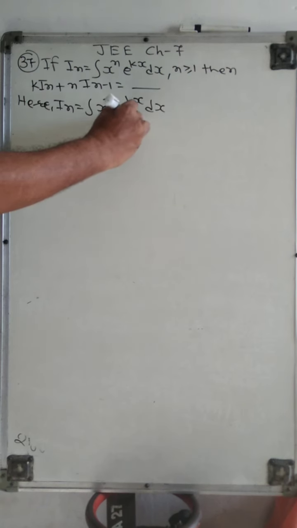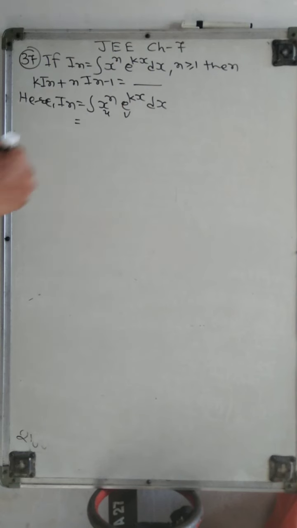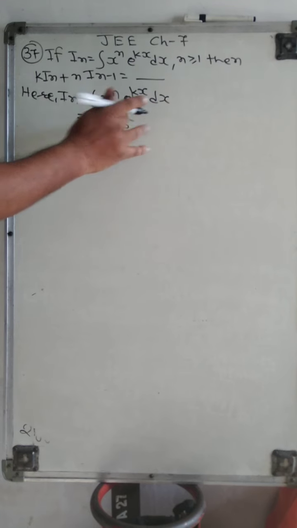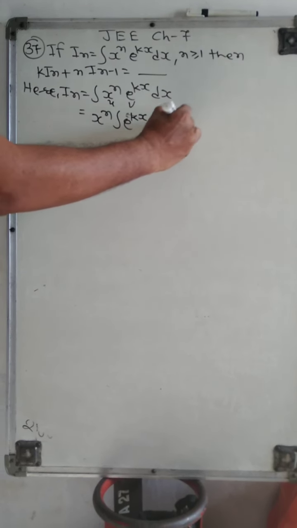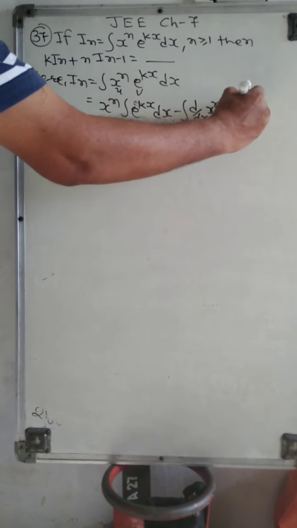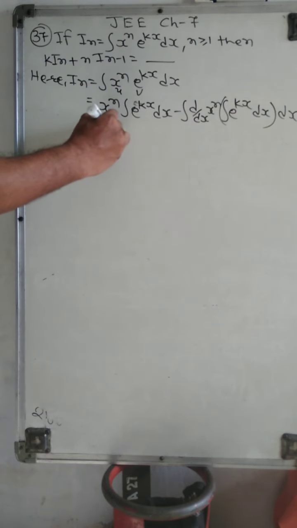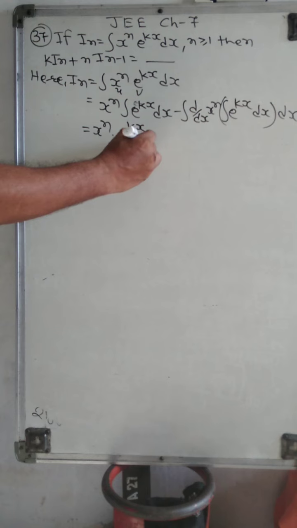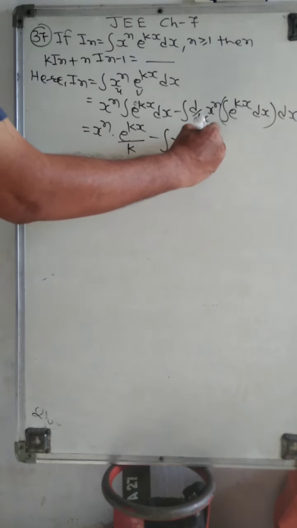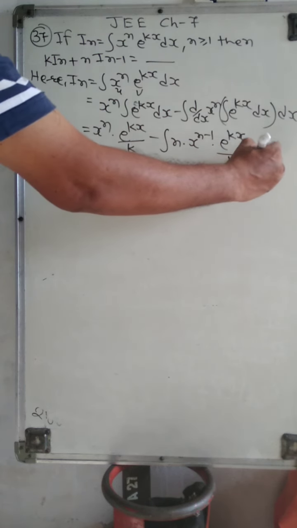Here we take this as u and this as v, and we apply the integration by parts law. First as it is, integration of second, minus integration of derivative of first times integration of second as it is. Now we simplify it: x raised to n e raised to kx upon k minus integration n x raised to n minus 1 e raised to kx upon k dx.